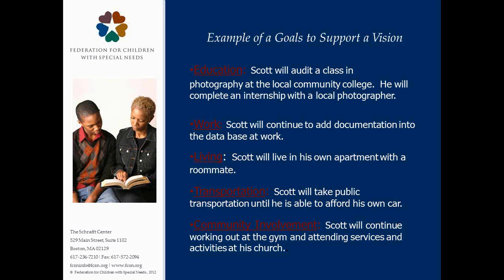So, and we've broken them down into education, work, living, transportation, and community involvement, which are areas that we should all be looking at when we create the vision and the goals, post-secondary goals. So the education piece is, and it's all Scott now. Scott will audit a class in photography at the local community college. He will complete an internship with a local photographer. He will continue to add documentation into the database at work. He will live in his own apartment with a roommate. He will take public transportation until he's able to afford his own car. And he will continue to work out at the gym and attend services and activities at his church. So this kind of takes a holistic view of the child and is a really nice fleshed out vision stated in goals. So I kind of like that a lot.